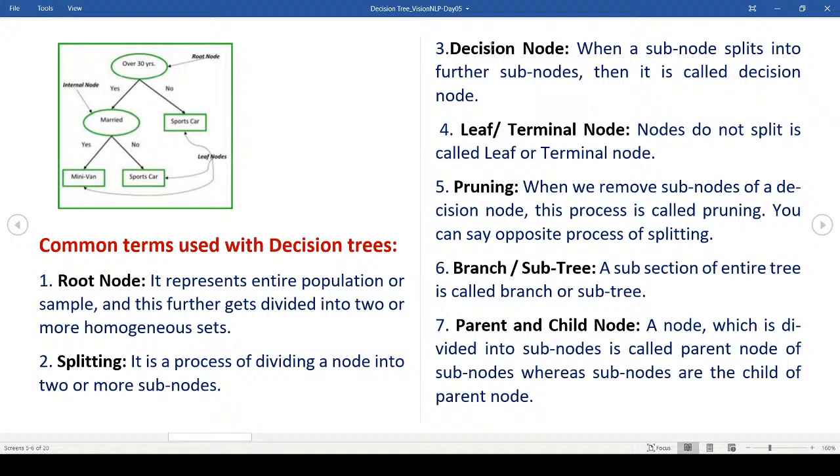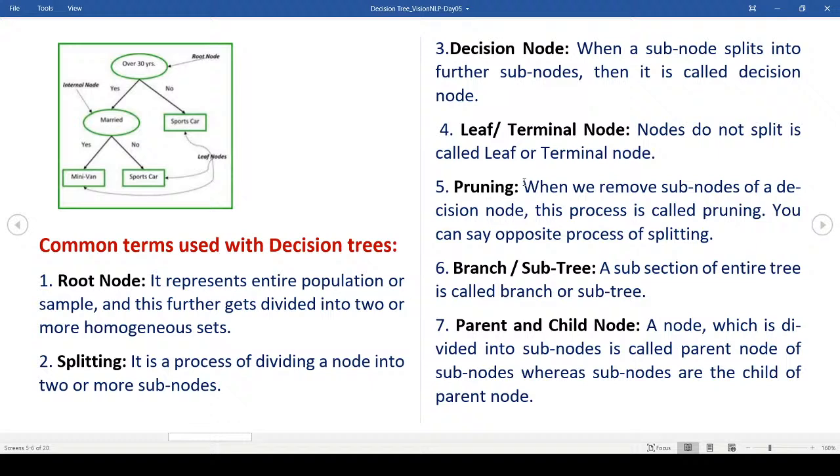Now, the decision node. When a subnode splits into further subnodes, like this subnode which splits further into different subnodes, then it is called a decision node, because this is something which you are actually trying to achieve. And the leaf or terminal node: terminal means the extreme end. Nodes that do not split are called leaf or terminal nodes. When you reach your goal, you don't have to split further.